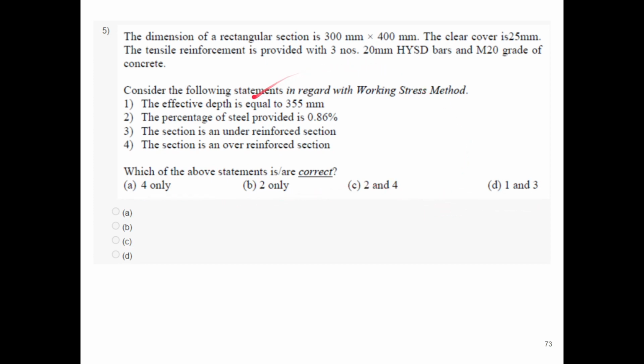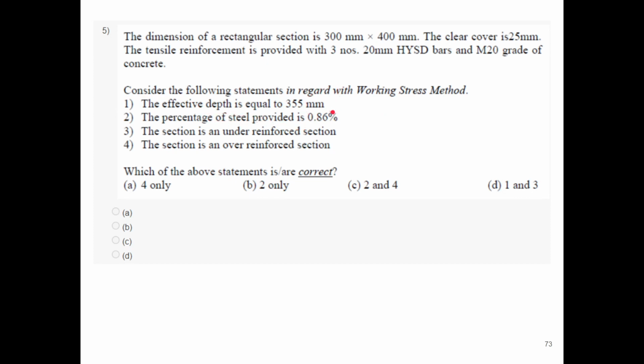So effective depth will be 400 minus 25 minus 20 by 2. That is 400 minus 25 minus 10. That is 400 minus 35. That is 365 mm. So 355 mm is wrong. So effective depth is 365 mm. So one is incorrect. Next is percentage of steel provided.